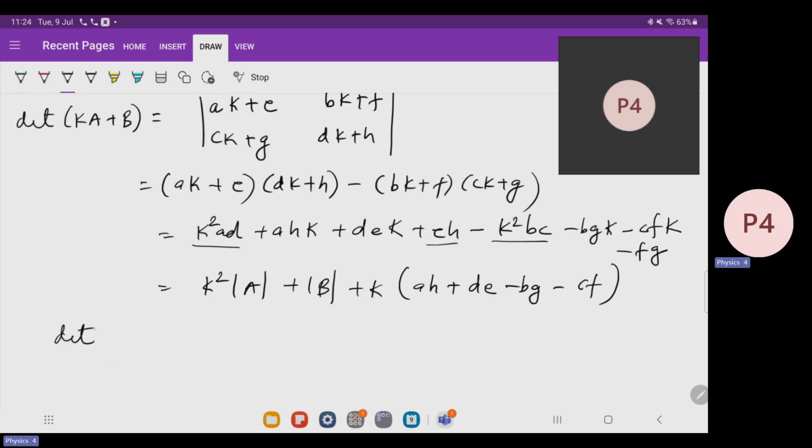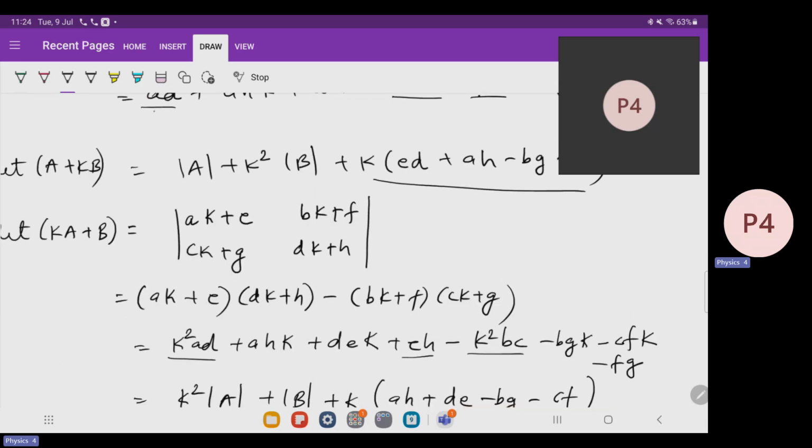Now, determinant of A plus KB minus determinant of KA plus B. If you do this, then you see this term and this term gets cancelled.